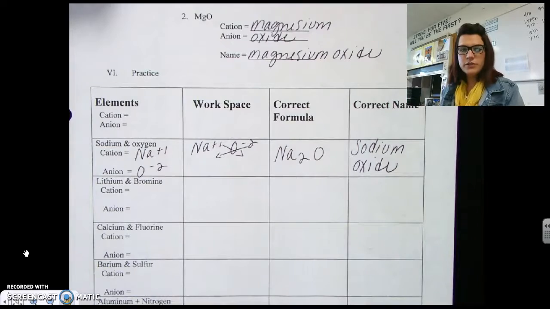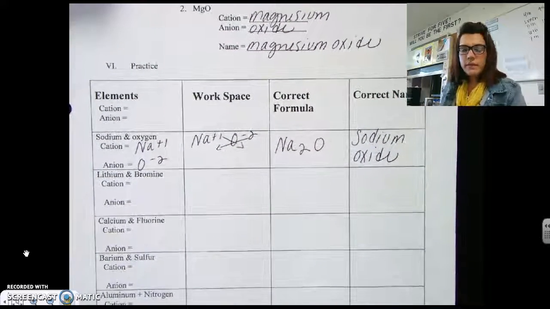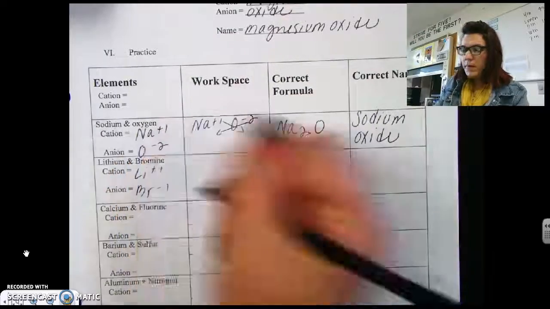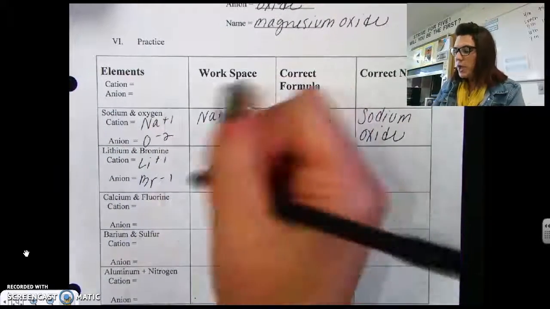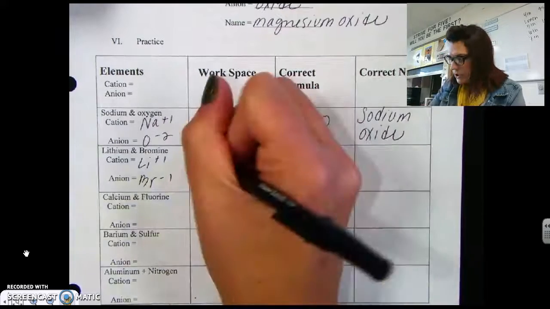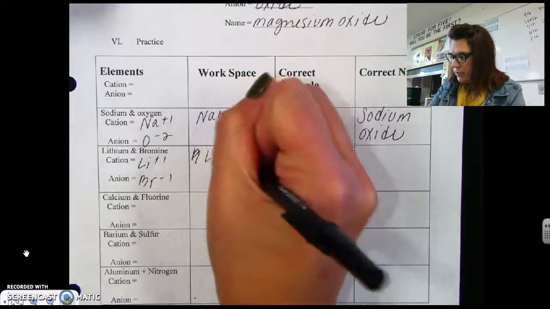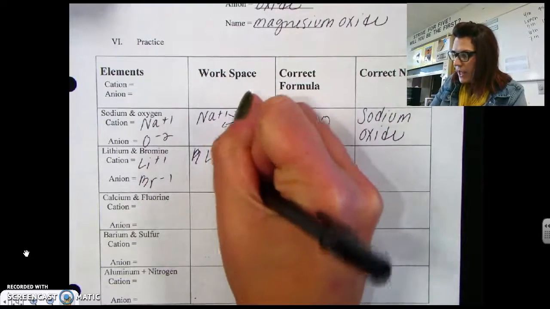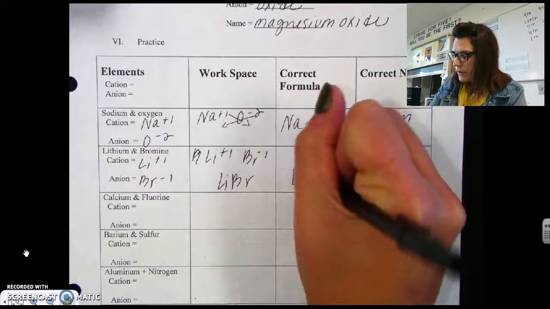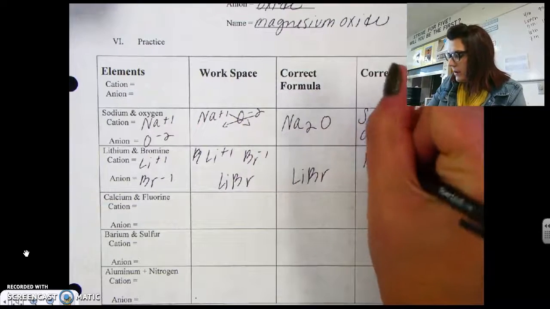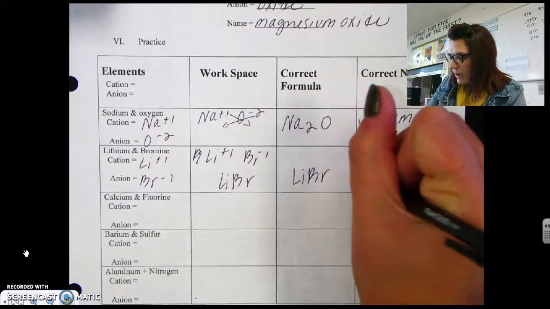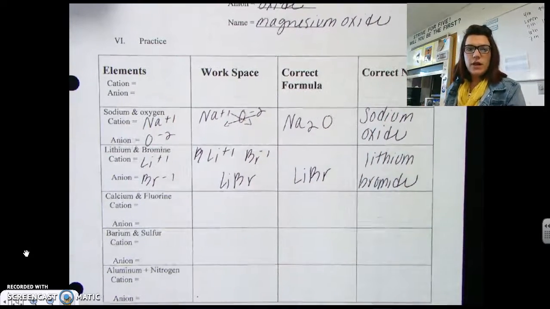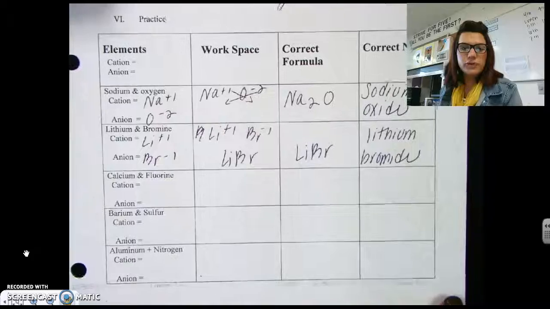Easy? All right, let's do 2 more. So lithium is going to be my cation, +1. Bromine, -1, group 17. Do the charges cancel? Yes, they do. So lithium +1 and bromine -1, charges cancel, therefore it'll be LiBr, and it'll be lithium bromide. Easy enough. Last one, and then I want you to do the last two by yourself.